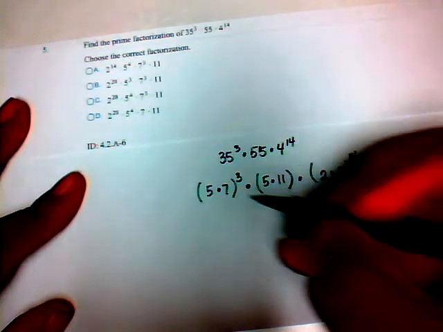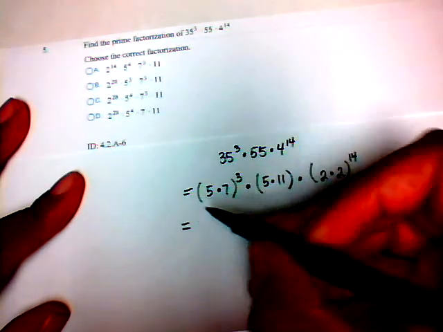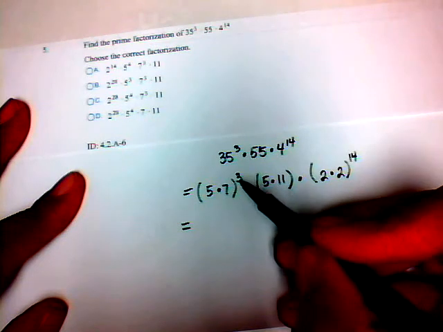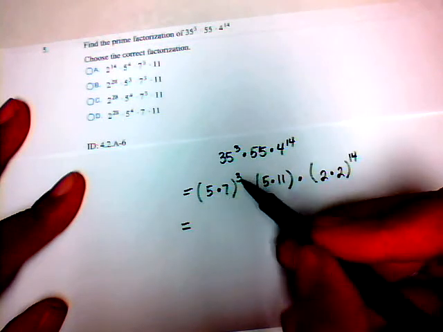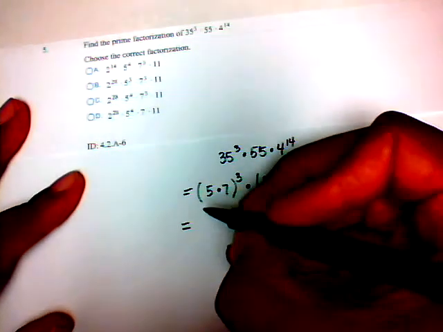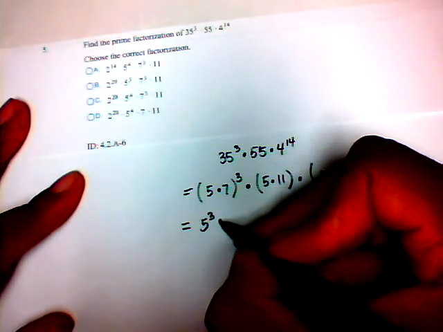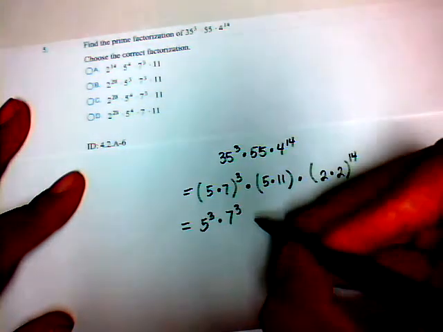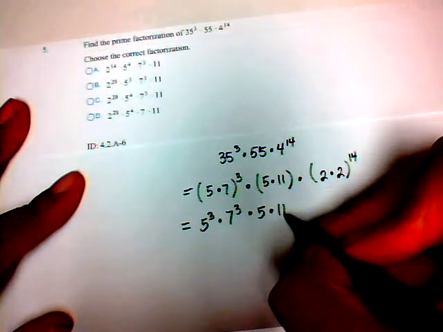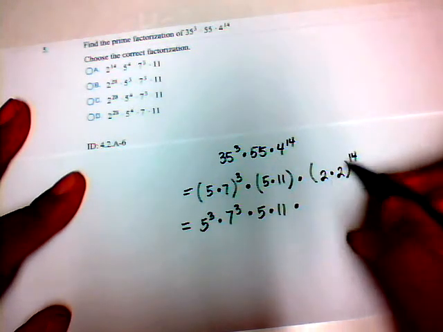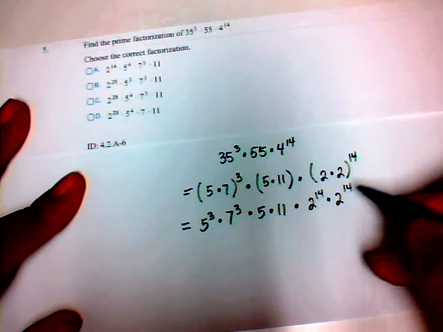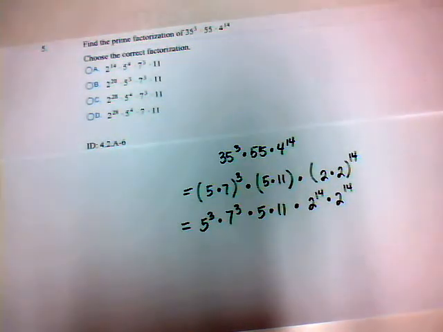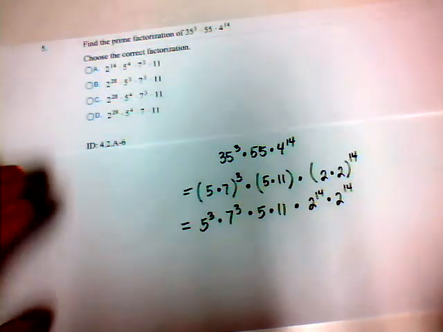Okay, now I'm going to simplify this. Anything that's raised to a power that's on the outside, every number in the parentheses is raised to the third power in this case. That 5 is raised to the third power, so I'll rewrite that as 5 to the third, times this 7 is raised to the third power, times 5, times 11, times this 2 is to the 14th, and also the 2 is raised to the 14th. Now I'm going to use the rule where if you're multiplying powers of the same base, you're going to add the exponents.